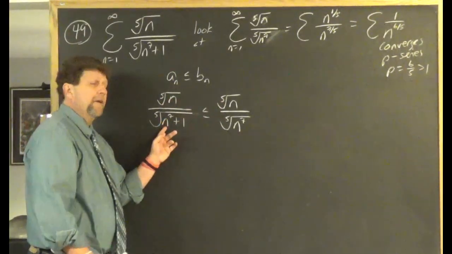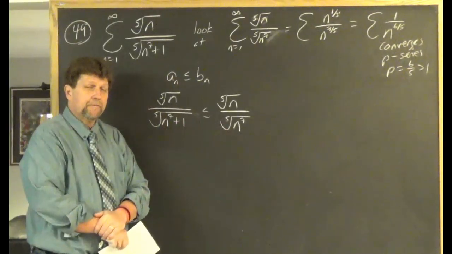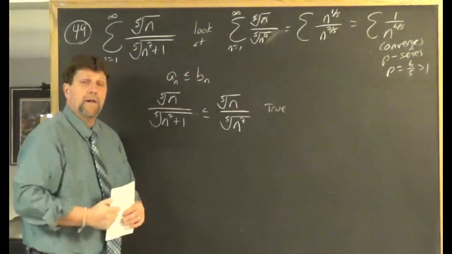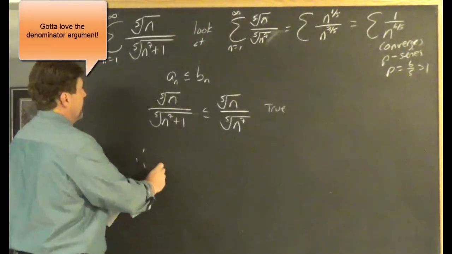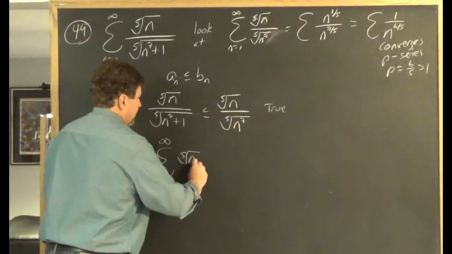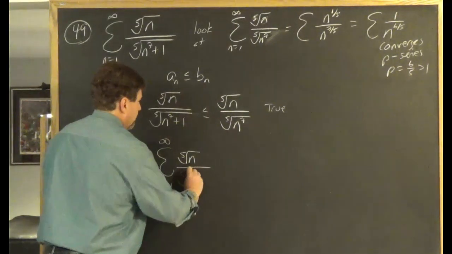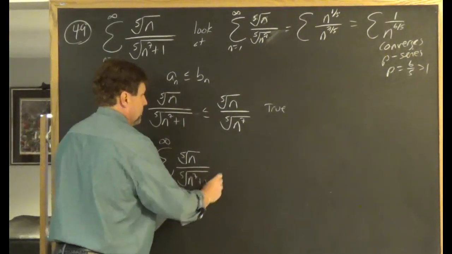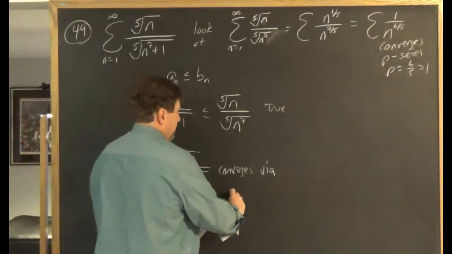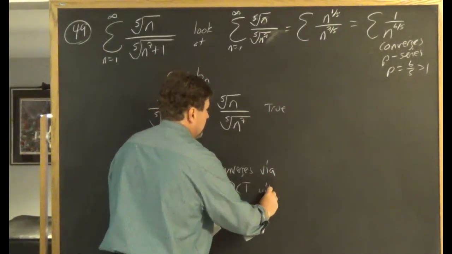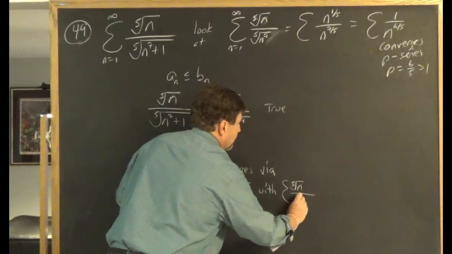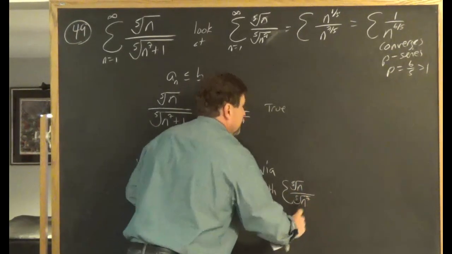This denominator is always going to be a little bit larger than this denominator. So I think this inequality is true thanks to our denominator argument. So our conclusion: the series n equals 1 to infinity, the fifth root of n over the fifth root of n to the 7th plus 1, converges thanks to the direct comparison test with the series fifth root of n over the fifth root of n to the 7th.